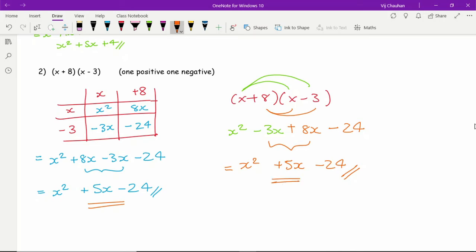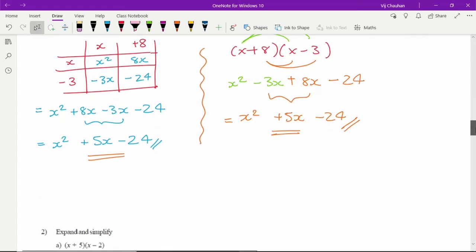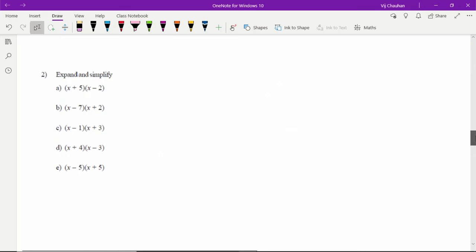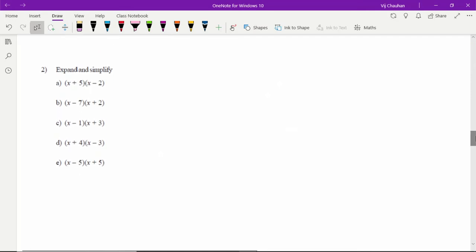So again, it really doesn't matter which method you choose, you should get the same answer. So let's have a look at these questions. Again, these are where you've got a mixture of positive and negatives. Now, when you're working this out, where a lot of students go wrong is that they add when they should have multiplied. That's the whole point of doing this, is understanding it's multiplying out the brackets.